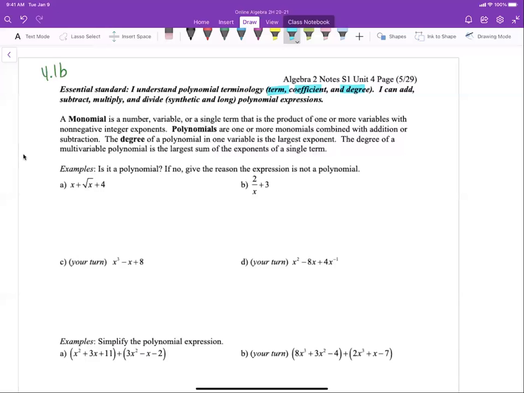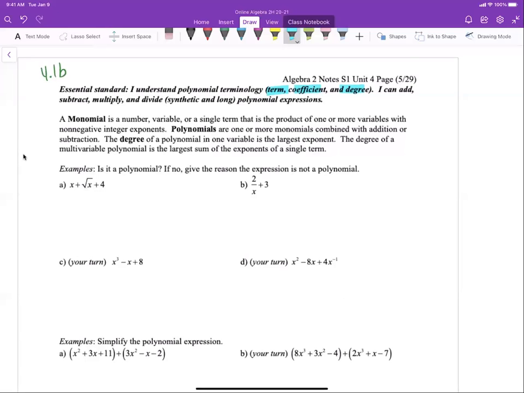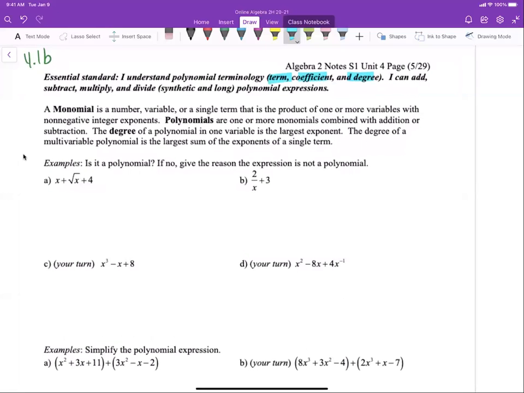A monomial is a number, variable, or single term that is the product of one or more variables with non-negative integer exponents. So they have to be non-negative integer exponents. Polynomials are one or more monomials combined with an addition or a subtraction.